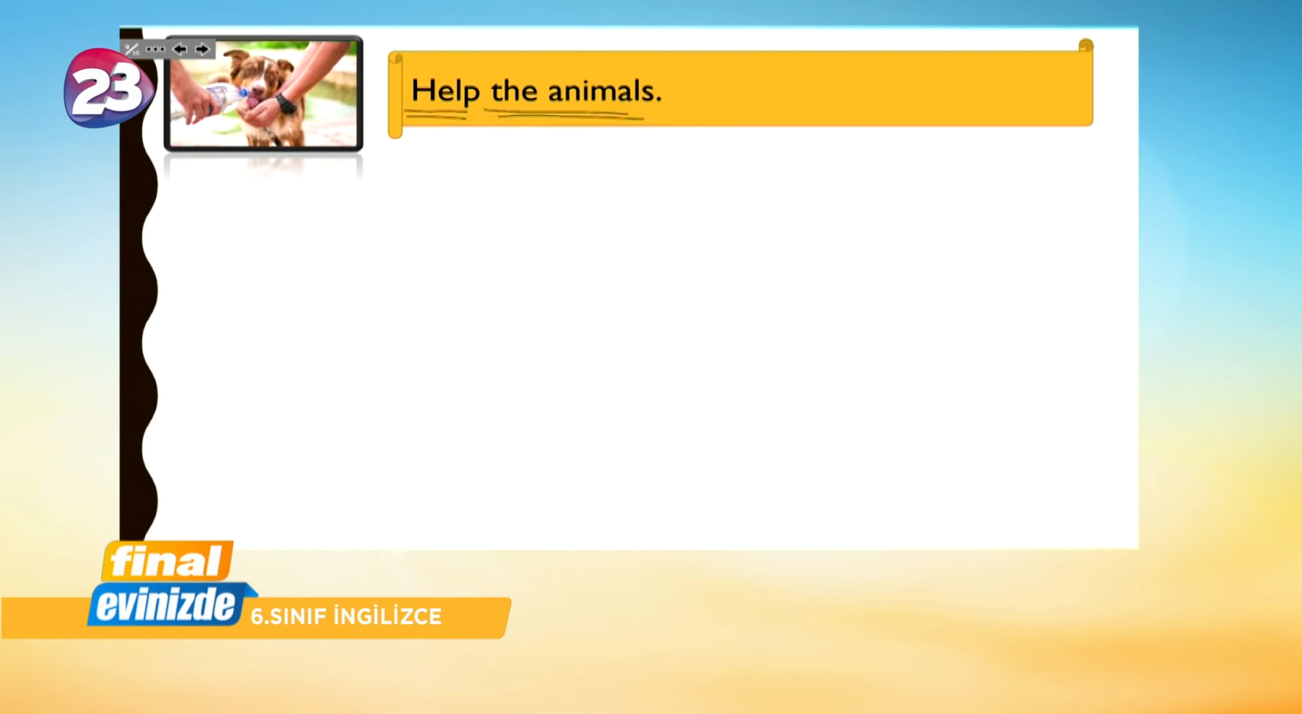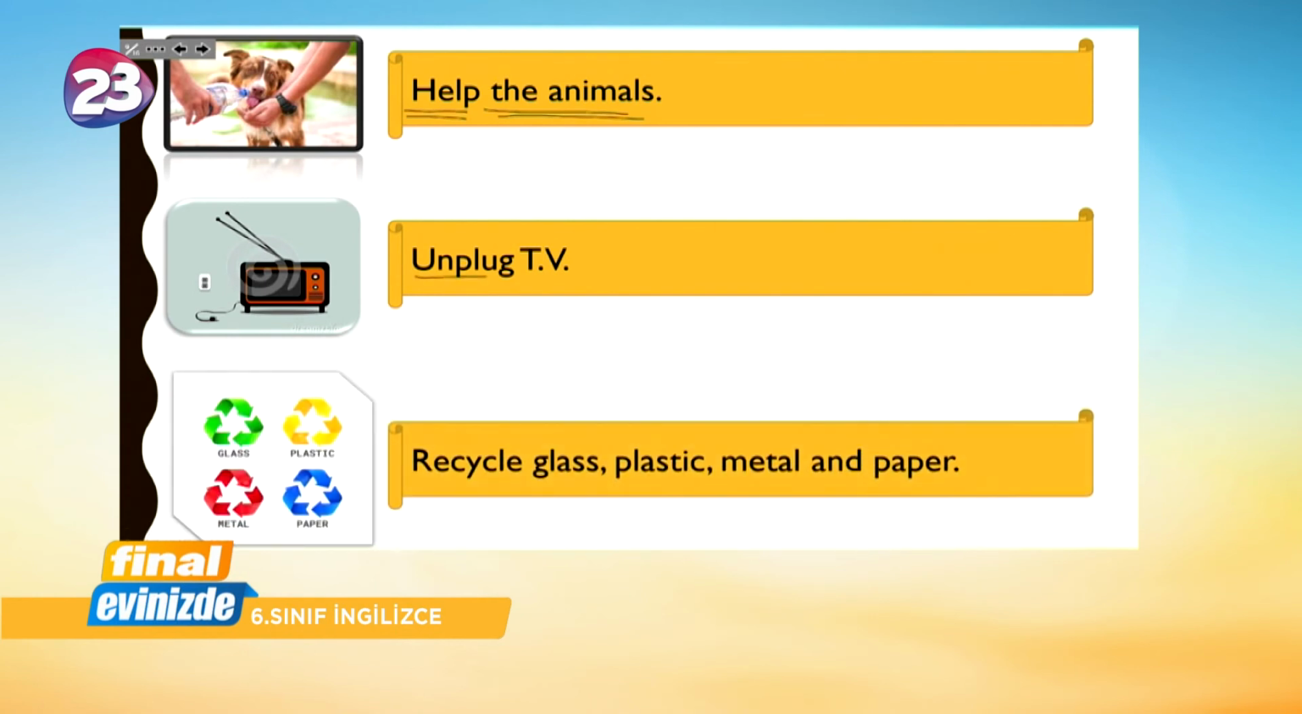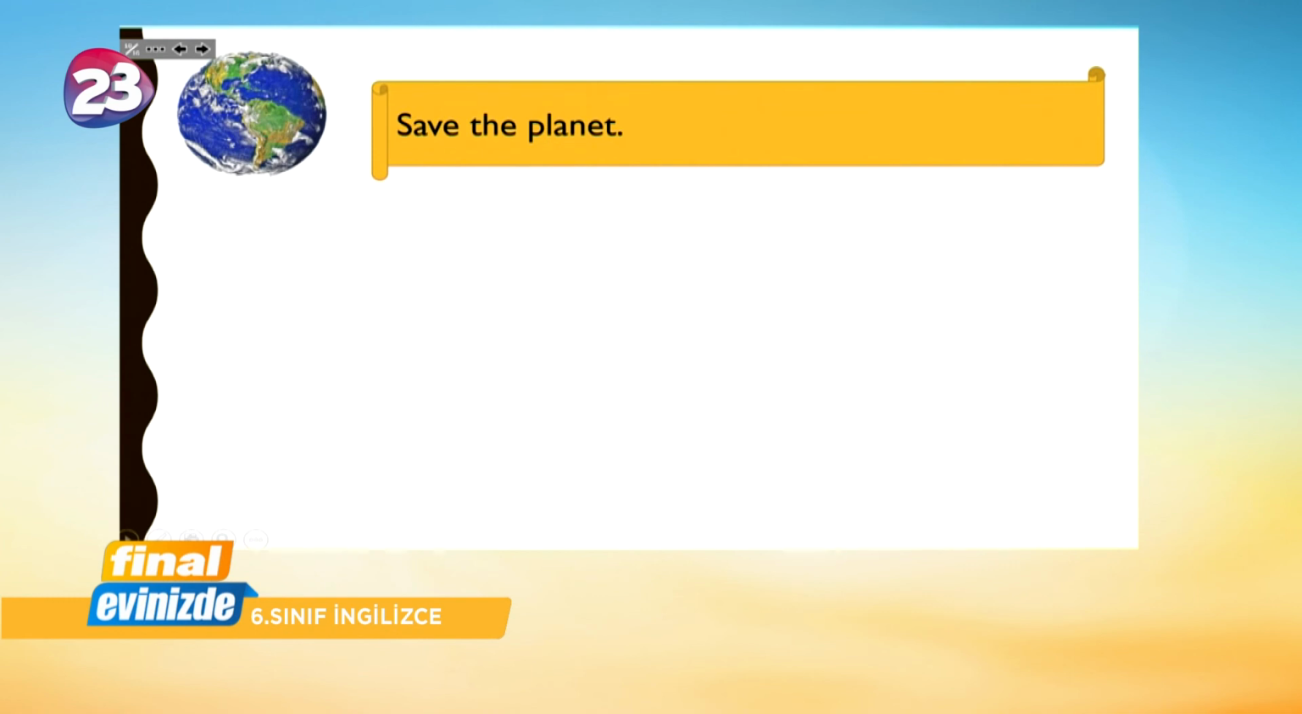Help the animals. Unplug TV. Save energy. Recycle glass, plastic, metal, and paper. Okay. Let's go on. Save the planet. By using chemicals, by using our private cars, we are actually harming our environment. We are polluting our environment, air. That's why you can say save the planet.